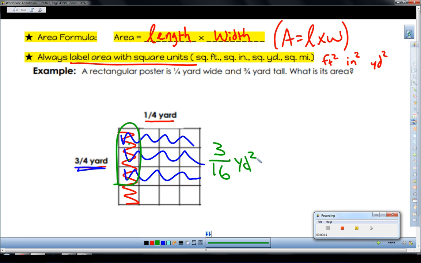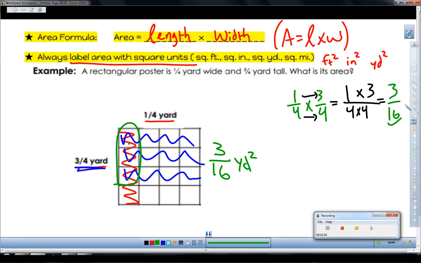There is a shortcut to this. I will show you the shortcut so that you may check, right? Again, when we multiply fractions, we multiply going straight across. So we would have our numerators times our numerators, and our denominators times our denominators. 1 times 3 is 3. 4 times 4 is 16. Would you look at that? The answers are the same.